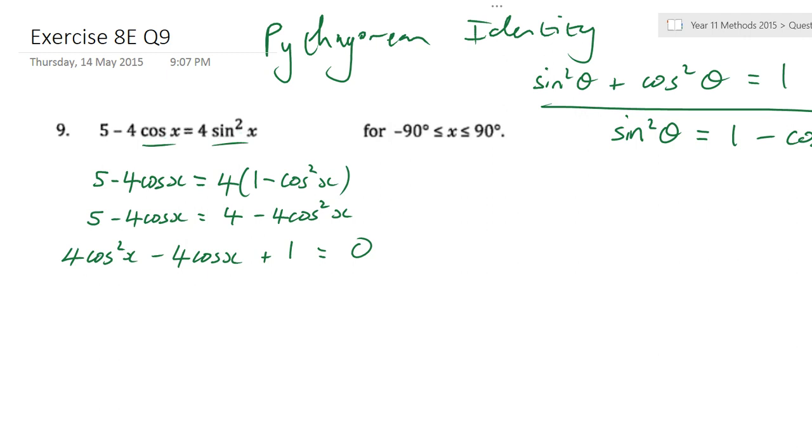Right, I've got to try and factorize this. So you can do a substitution if you want. You could call this 4y squared minus 4y plus 1 equals 0, then try and factorize it. I'm a bit lazy, so I won't bother doing that. I'm just going to factorize it using the cos. I might even just use c for cos. It's cheating a bit, but I don't mind.